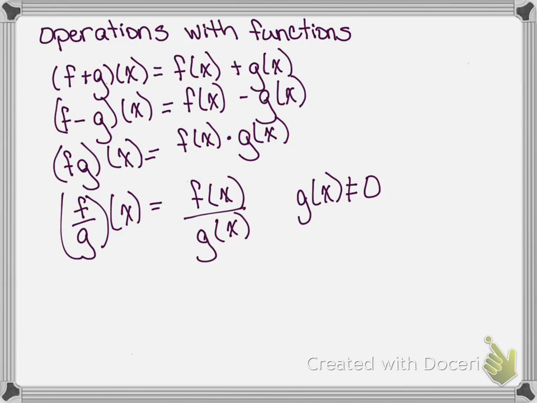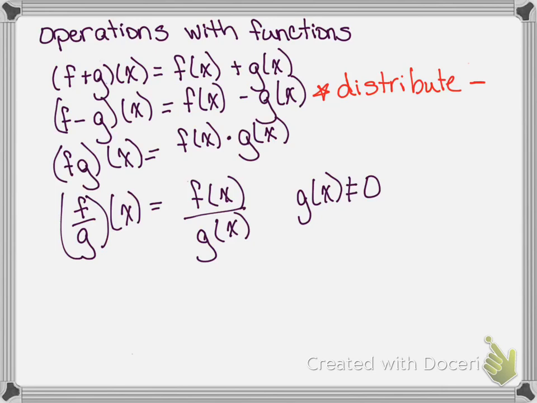Okay. This one right here is tricky because sometimes students forget to distribute the negative, because you've got to give the minus sign to all of g of x, and sometimes students forget that. F times g of x is equal to f of x times g of x. F over g of x is equal to f of x over g of x.